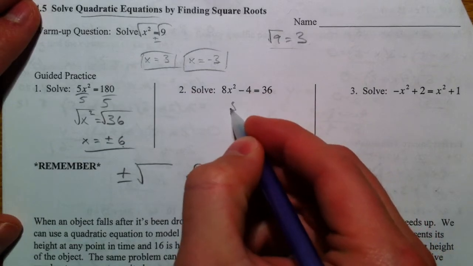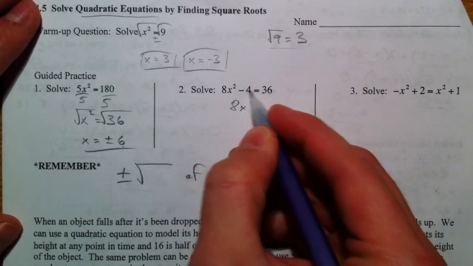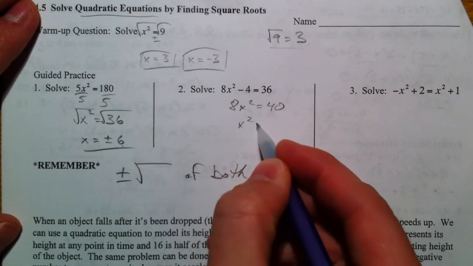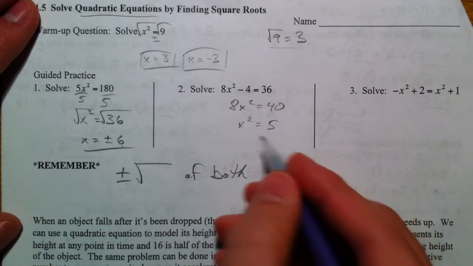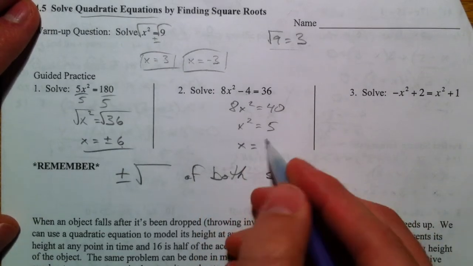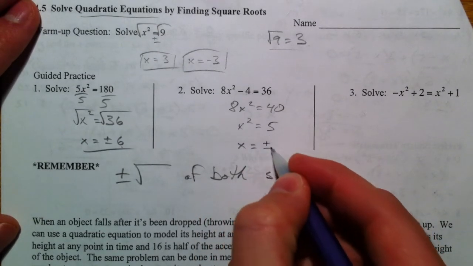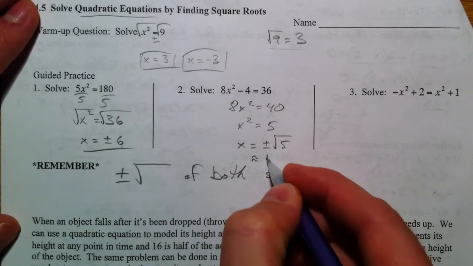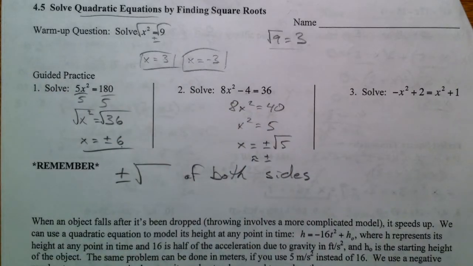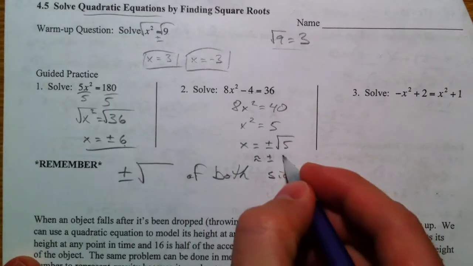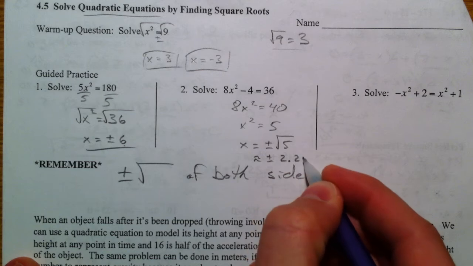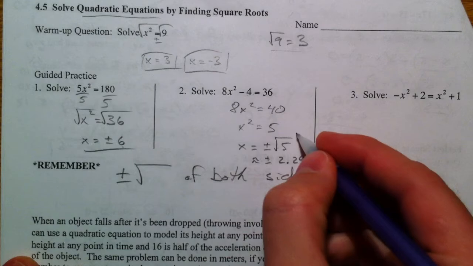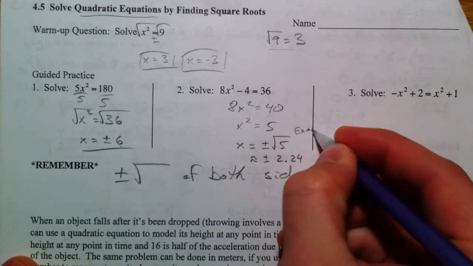Add the 4. 8x squared. If you add 4, you get 40. And then divide by the 8, and you get 5. When you take the square root of both sides, we can't take the square root of 5, so I'm just going to leave it as square root of 5. You can also get the approximate answer to that. Square root of 5 is 2.24. Either one, this is what we call the exact, and this is what we call the approximate.